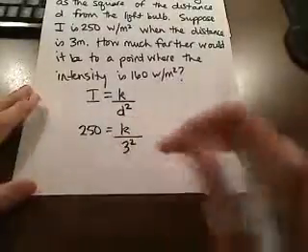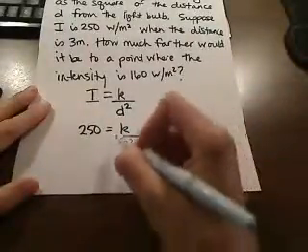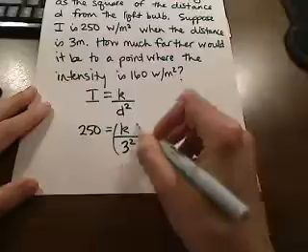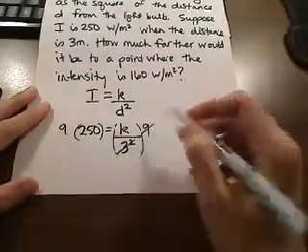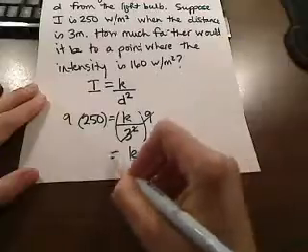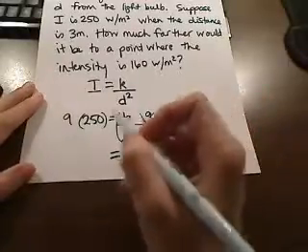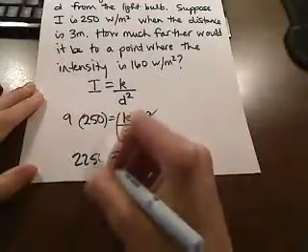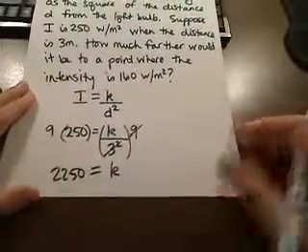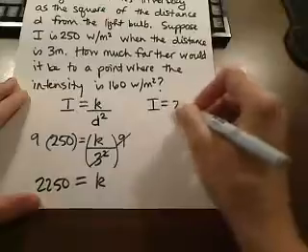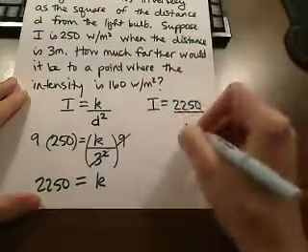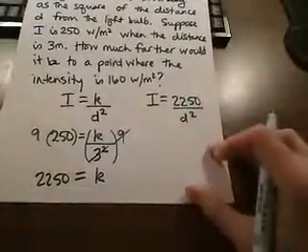Okay, and if we solve this for k, this 3 squared here is 9, so I'm going to go ahead and multiply both sides by 9 to clear that fraction there. And k is going to be, I believe, 2250. So this equation now becomes I is equal to 2250 over d squared.